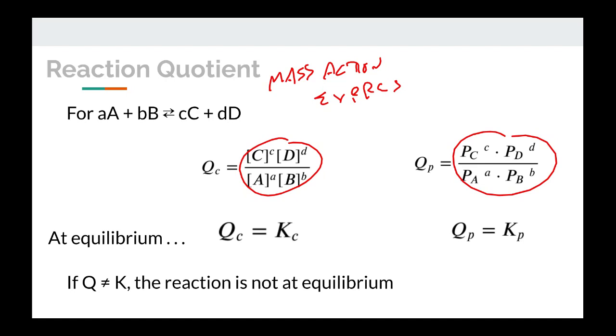So for example, if Q is bigger than K, what that means is the numerator is too large and/or the denominator is too small. So in order to make the numerator smaller and the denominator bigger, we would want to have less product and more reactants, since product's on the top and reactants on the bottom. So this reaction would shift to the left if Q is too big. If Q is too small, then that means we need the numerator to get bigger and the denominator to get smaller. So we would make reactant into product to change that, and that means the reaction would shift towards the right. It would occur in the forward direction.